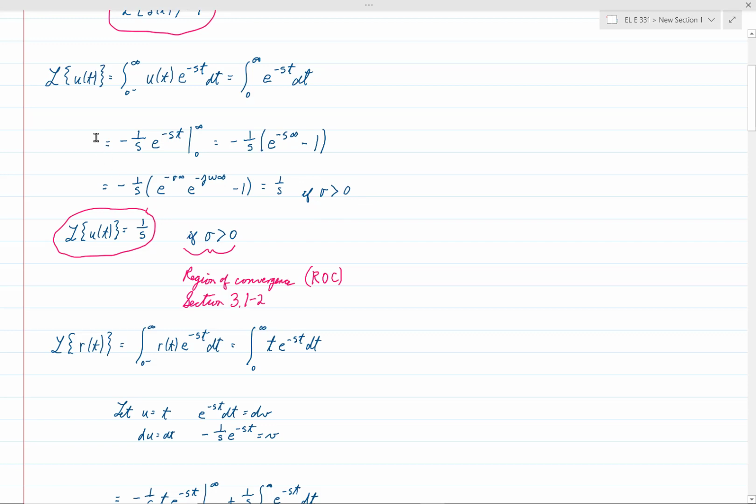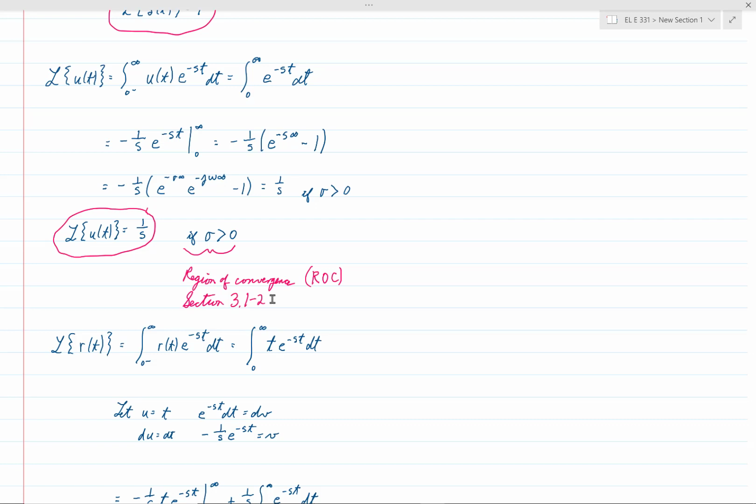So we conclude here that the Laplace transform of the unit step function u of t is equal to 1 over s, with the restriction that sigma must be greater than 0. Now, sigma greater than 0 is referred to as the region of convergence for this Laplace transform, or the ROC. This is described a little bit in section 3.1-2 in your textbook, and your textbook takes the attitude that this is really not a topic that needs to be discussed any further.